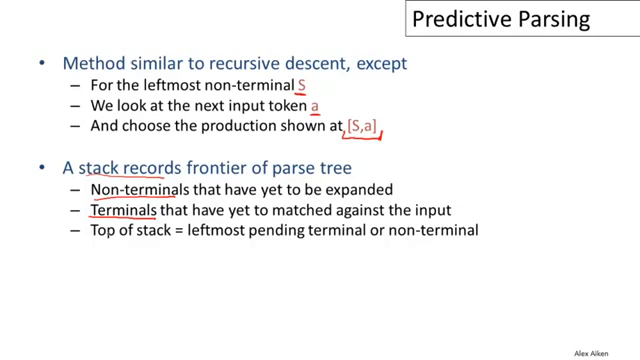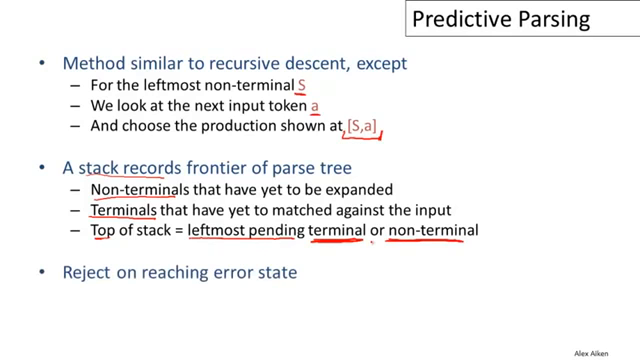And the important property of the stack is that the leftmost pending terminal or non-terminal is always at the top of the stack. So either the terminal we're trying to match or the non-terminal we're trying to expand will always be on top of our stack. We'll reject if we reach an error state. So if we look up one of those empty entries in the table, we will reject the string. And we'll accept if we reach the end of the input and we have an empty stack, meaning we have no pending unmatched terminals or unexpanded non-terminals.